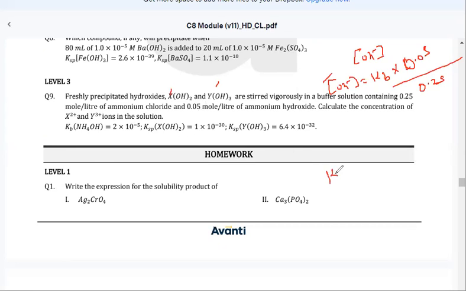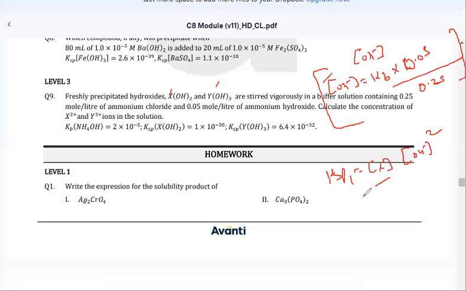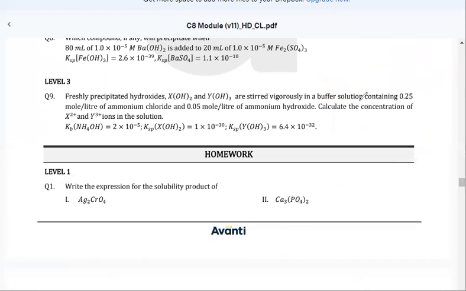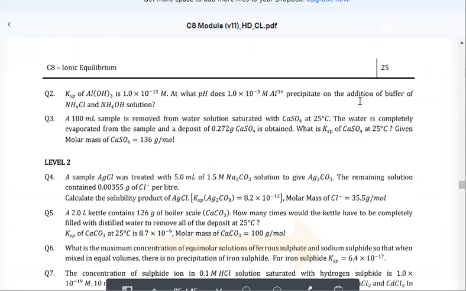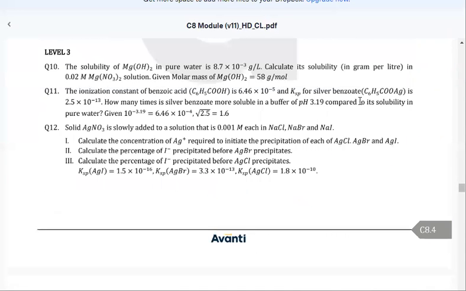Because KSP, let it be KSP1. KSP1 is equal to the concentration of X into the concentration of OH minus whole square. So the concentration of OH minus you will get from here, and the concentration of X you will get from this equation. In the same way, you can find this one. Okay, I hope most of you got this. Now this one.